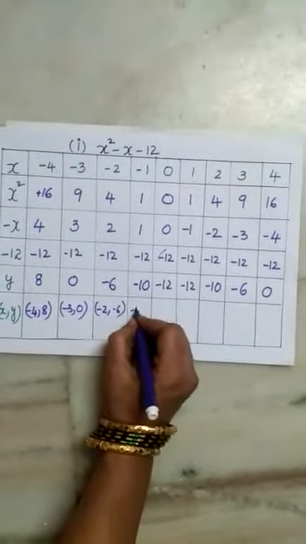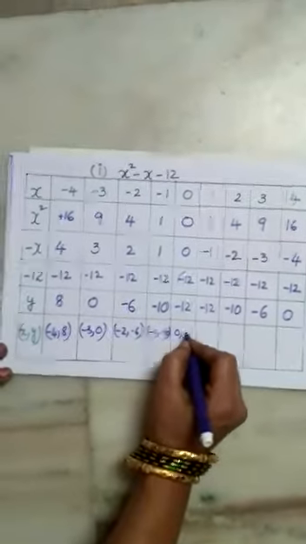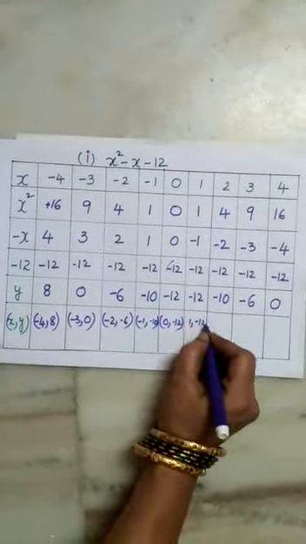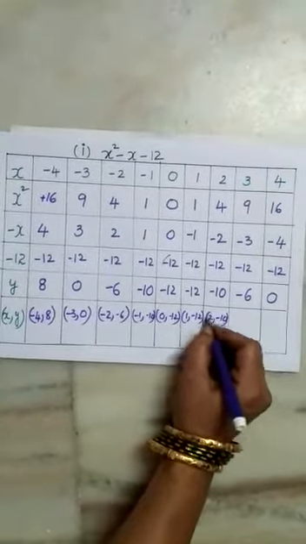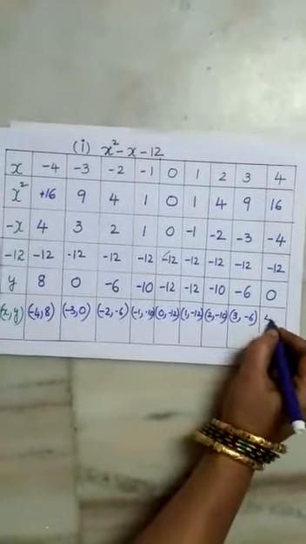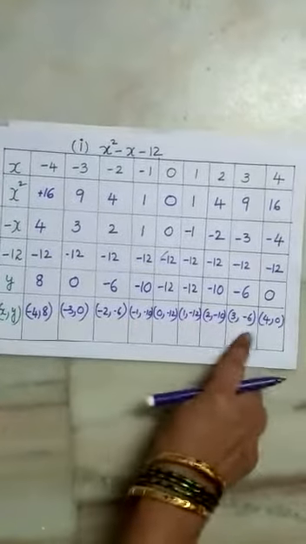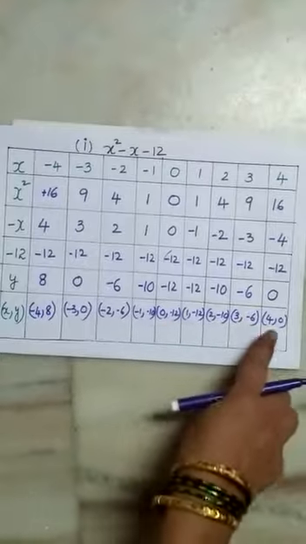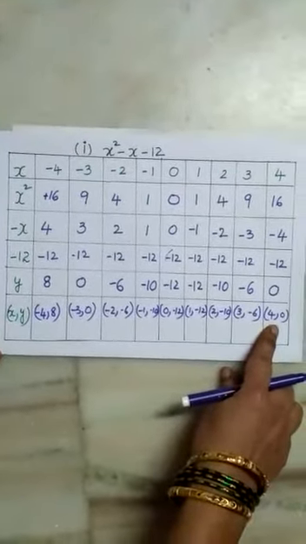Then for minus 1, we got minus 10. And for 0, we got minus 12. And for 1, also we got minus 12. And for 2, we got minus 10. And for 3, we got minus 6, and for 4 we got 0. If you observe in these ordered pairs, we got two points where the y value is 0. That means these two are the zeros of the polynomial.